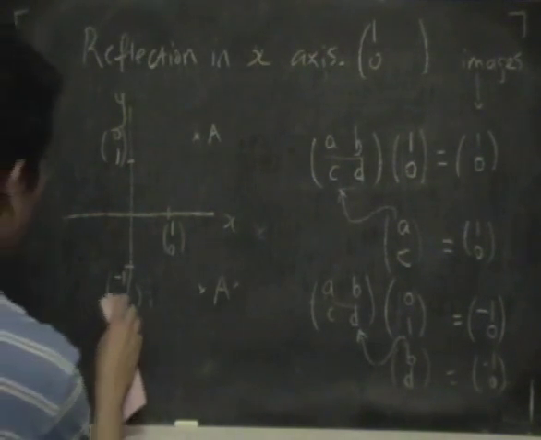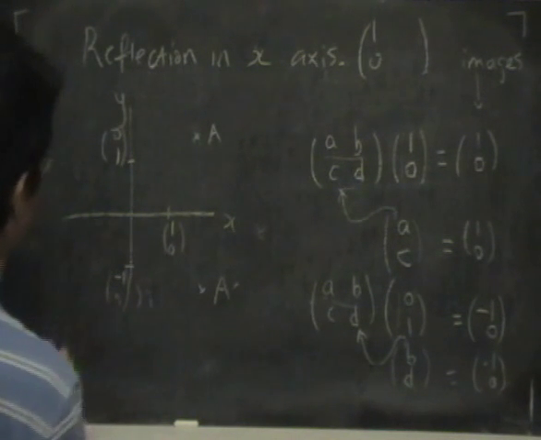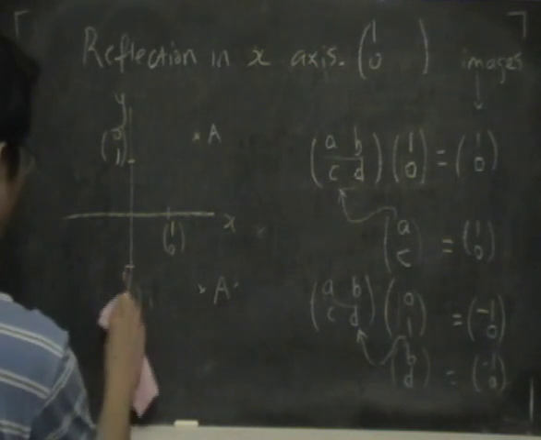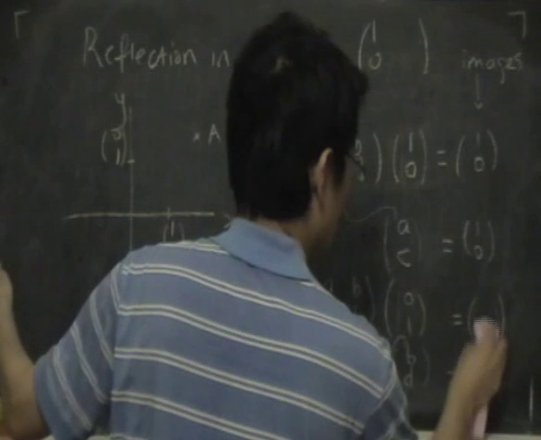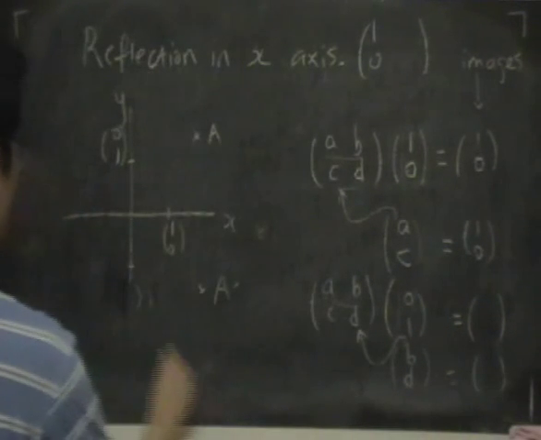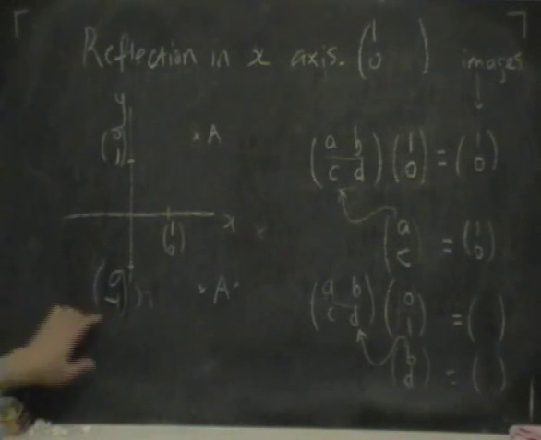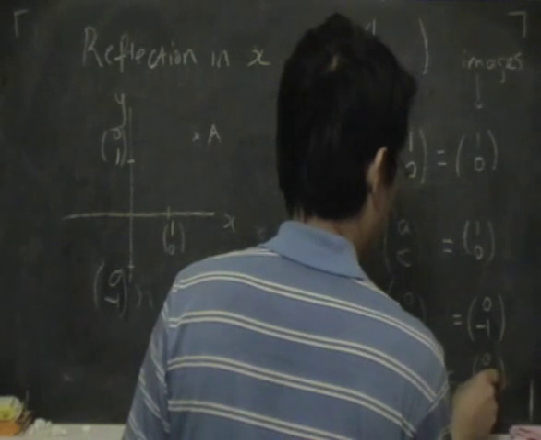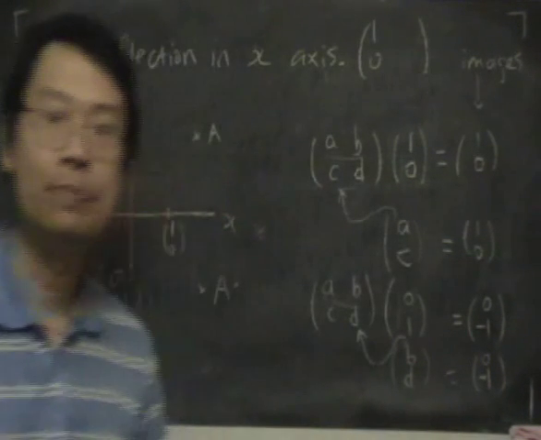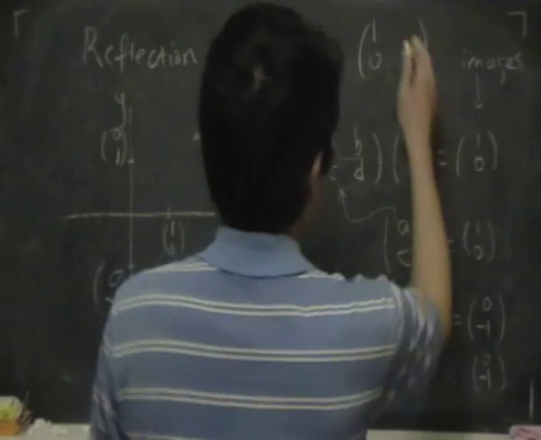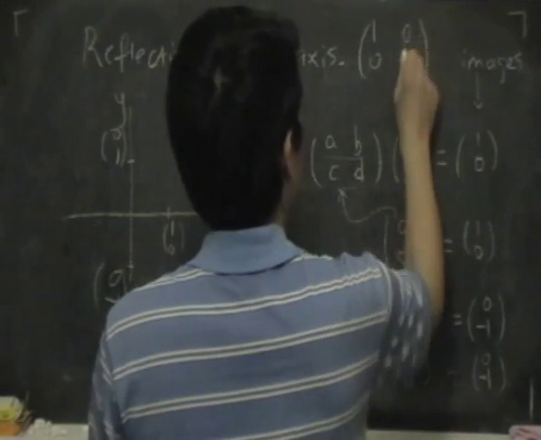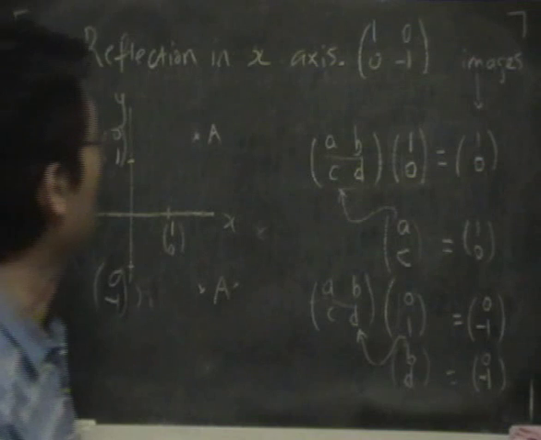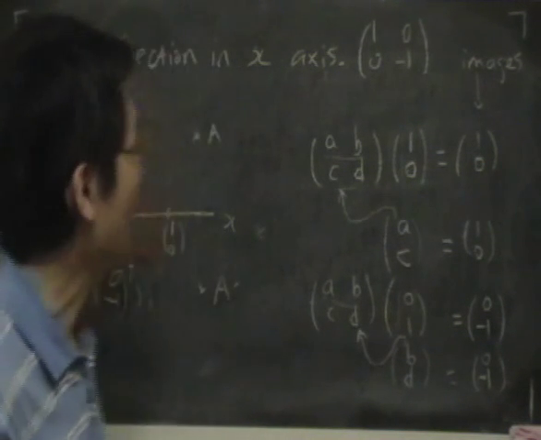I hope you have noticed that I've made a mistake here. That point should be 0, minus 1. Clean that away, it should be 0, minus 1. 0 is the x, minus 1 is the y. Sorry about that. So the second column should be 0, minus 1. So then we have derived our matrix for reflection in the x-axis.